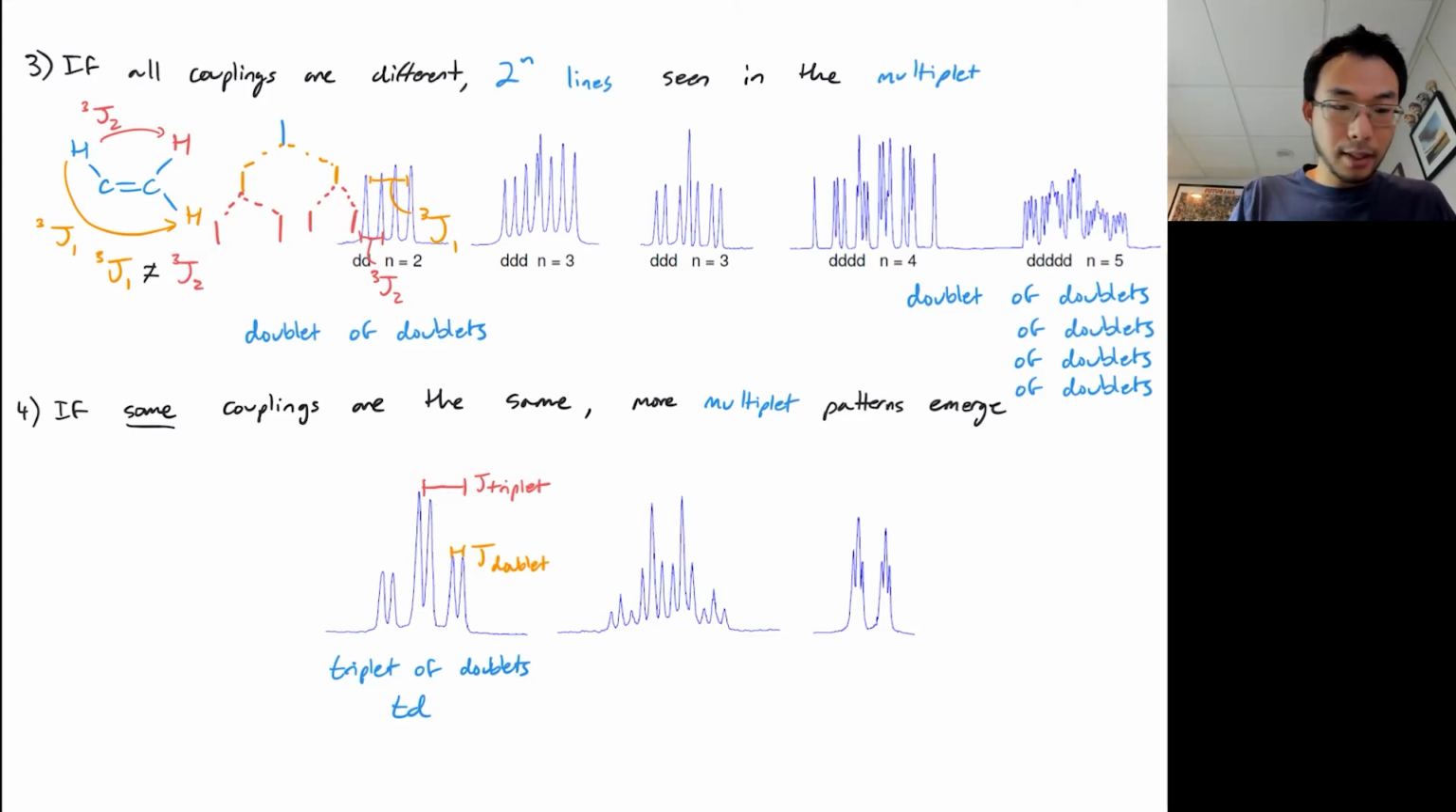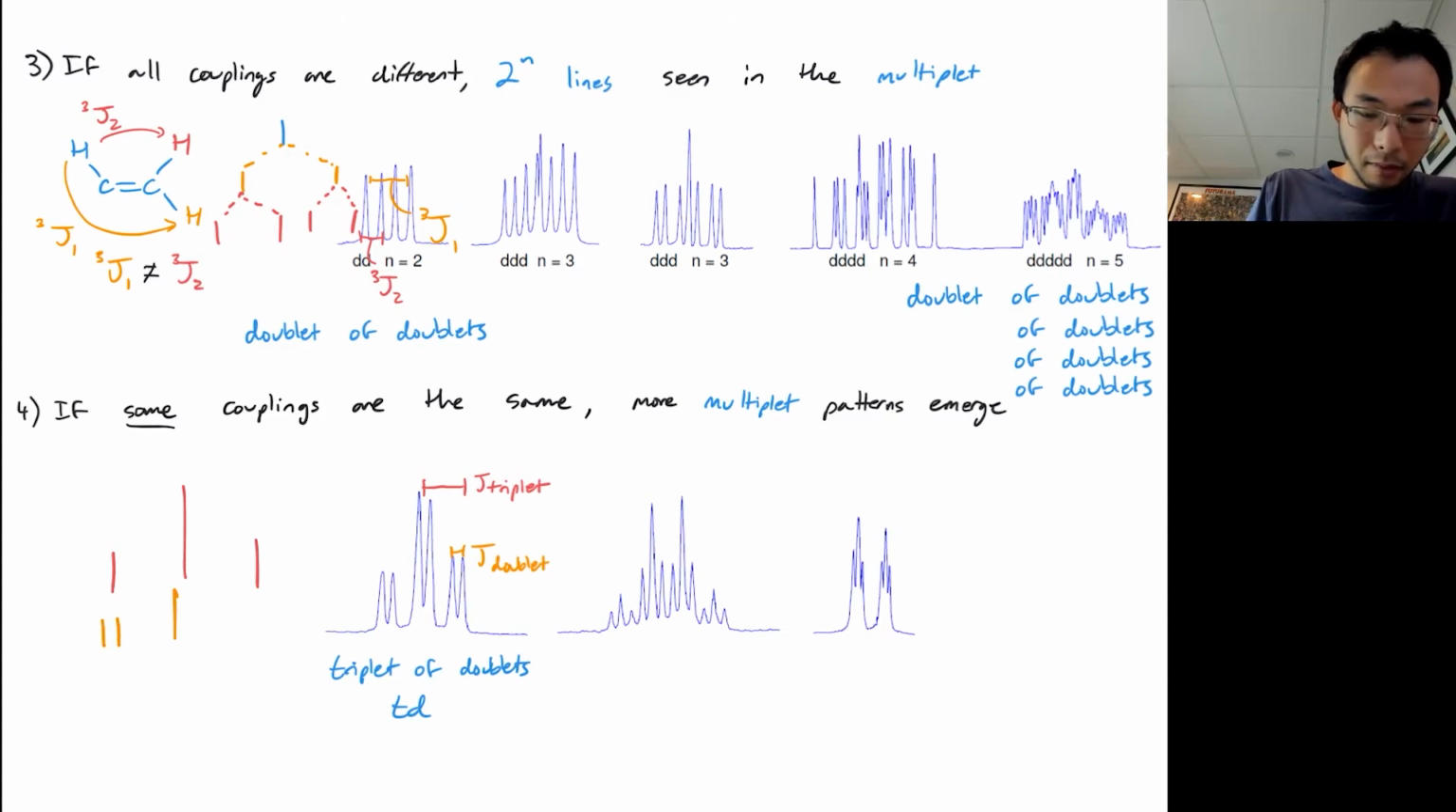From the signal perspective, I'm doing this. And then we have each of those signals split into a doublet, like so, but preserving the initial intensity of the triplet. So this convention is always the case.